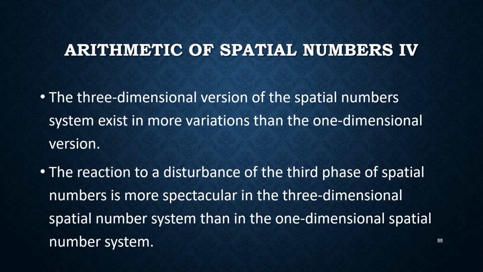The three-dimensional version of the spatial numbers system exists in more variations than the one-dimensional version. The reaction to a disturbance of the third phase of spatial numbers is more spectacular in the three-dimensional spatial number system than in the one-dimensional spatial number system.